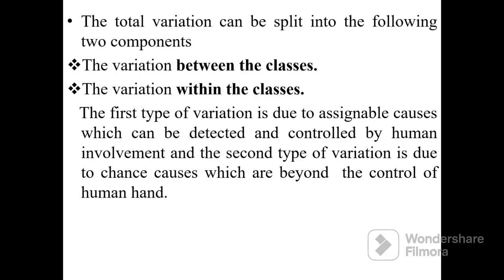So in ANOVA, to get a real significant difference between the sample means, we have to consider two types of variation: between the classes and within the classes. The first type, the between-the-classes variation, is due to assignable causes, which can be detected and controlled by human involvement, as I have already mentioned. The second type of variation is due to chance causes, which are beyond human control. So within the classes, the variation coming from the observations we cannot control, but the between-the-classes variation can be controlled as well as reduced.